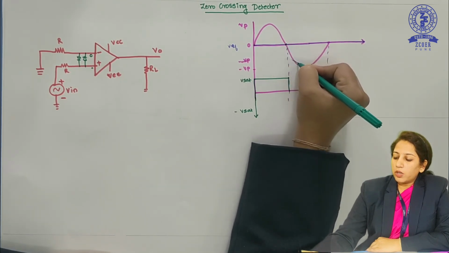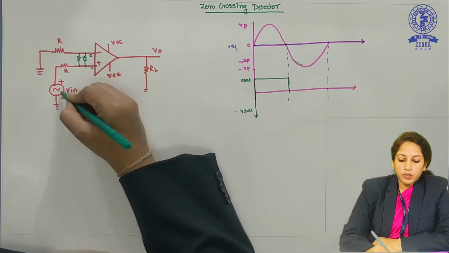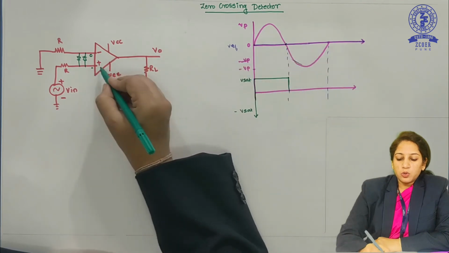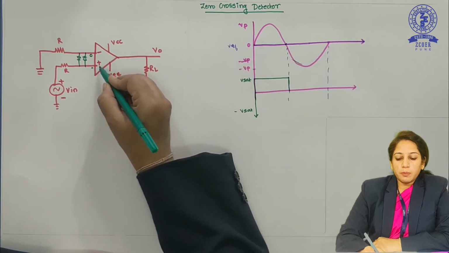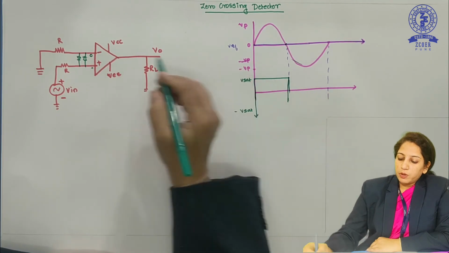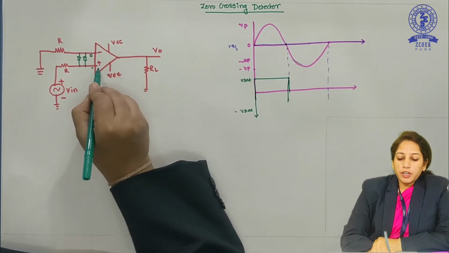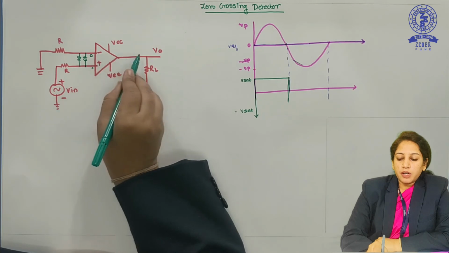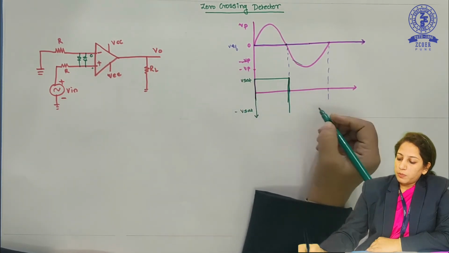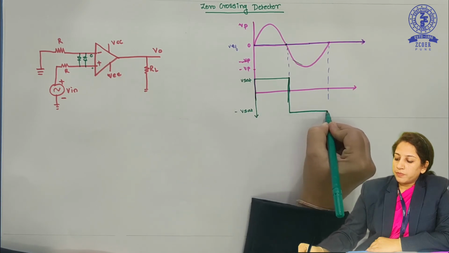Again my V in goes on decreasing, so this is a negative voltage. Here the voltage on the non-inverting terminal is less than the inverting terminal, so the output will go to minus V saturation.